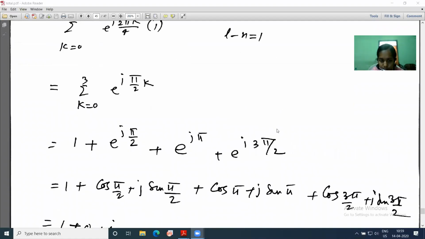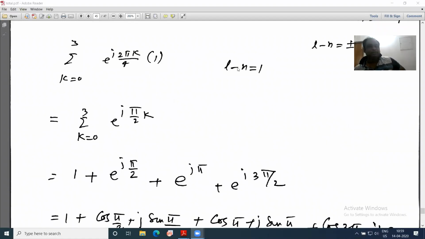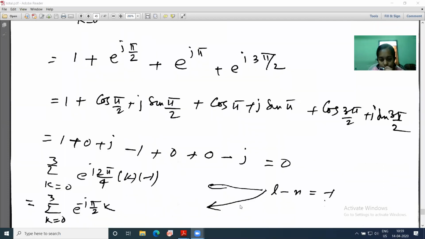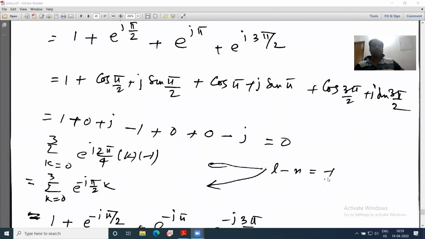So this is one case I have discussed. When L minus n is not equal to 0, meaning 1, this expression becomes 0. Now L minus n equal to minus 1.